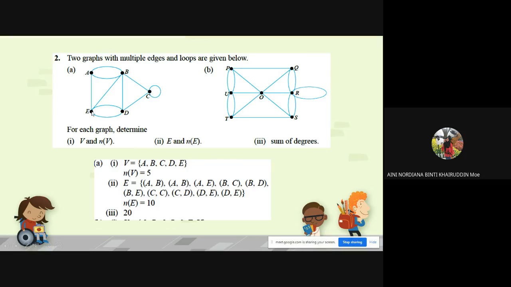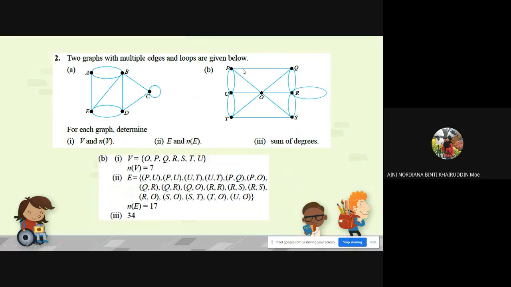AE, then BC, BD, DE, CC. CC is for a loop, CD, DE, and DE. So number of edges is 10, and sum of degrees, 2 times 10 is 20.